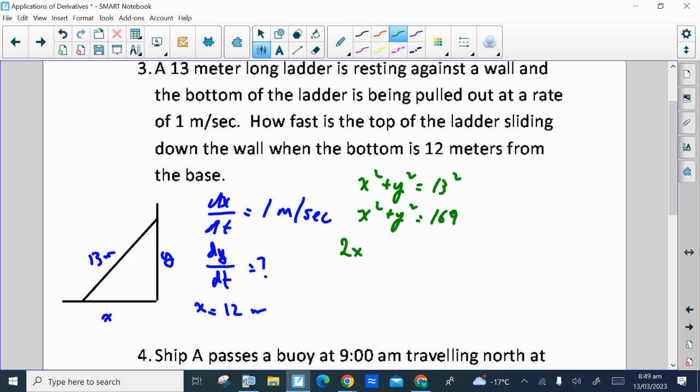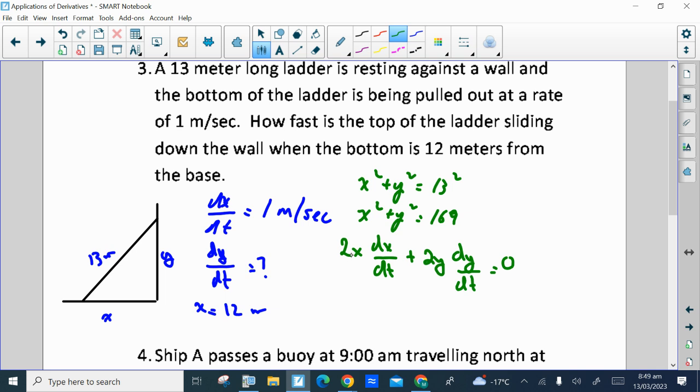In this case, the derivative of x with respect to time would be dx by dt, plus, when you differentiate y squared, again, you use the chain rule. Power rule first, times the derivative of what's inside the brackets, which would be dy by dt. On the right side, the derivative of a constant is 0. So after we differentiate with respect to time on both sides, that's what we have.